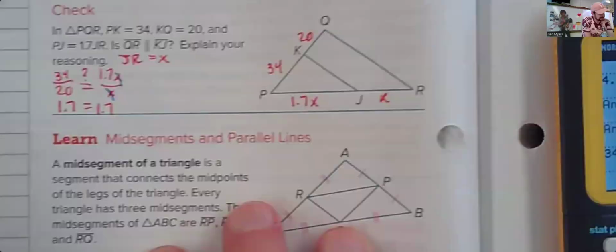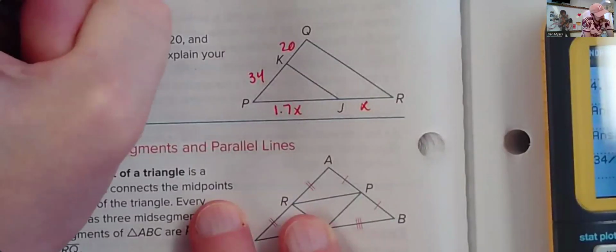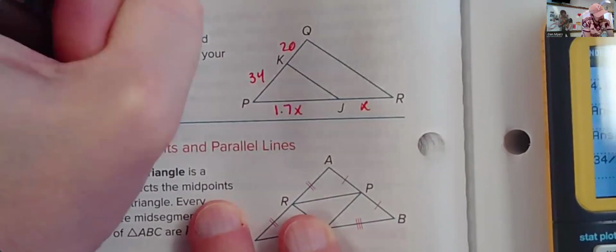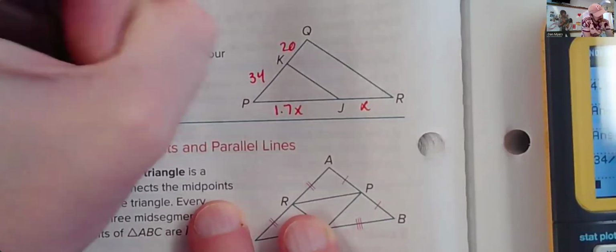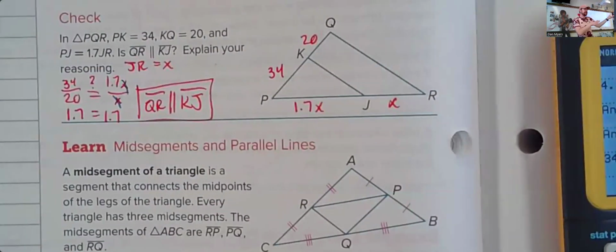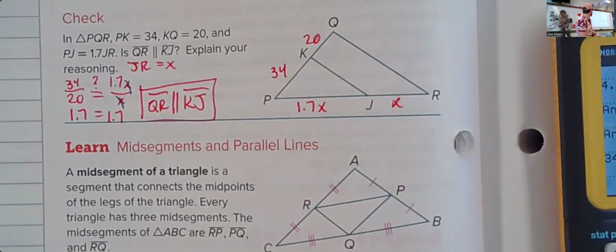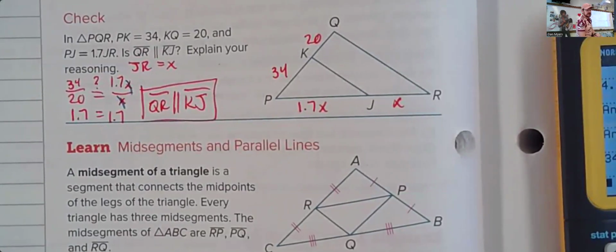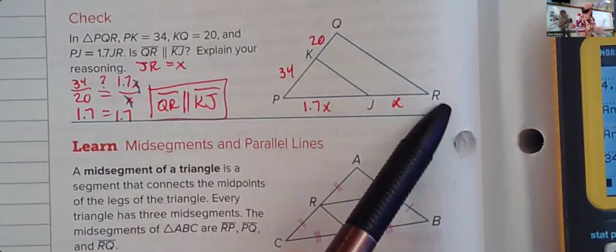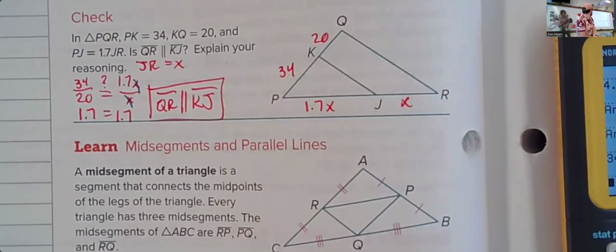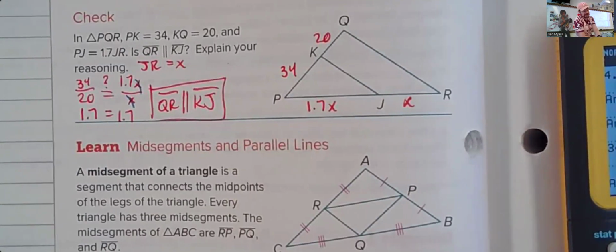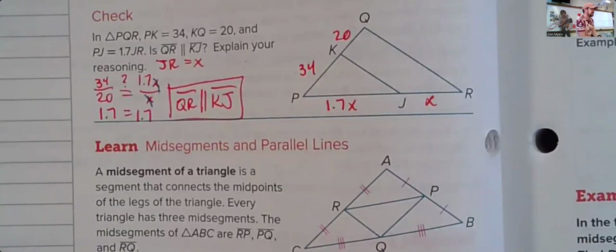So we can say that QR is parallel to KJ. That's our answer. We proved that those two portions were proportional, therefore KJ and QR must be parallel. All right. Questions so far? The math hasn't really changed. How we set it up is changing a bit, but the math itself, not really at all.